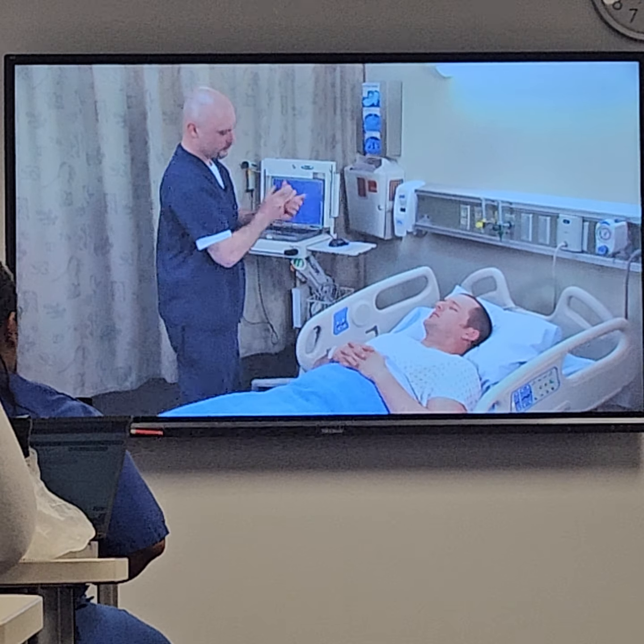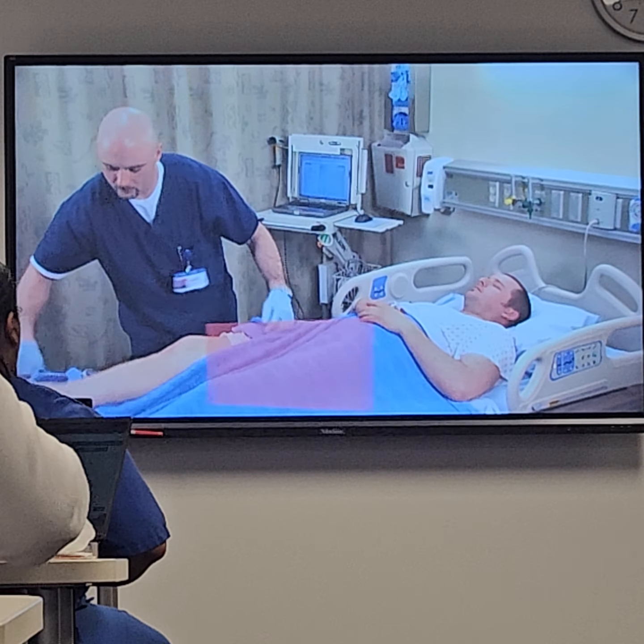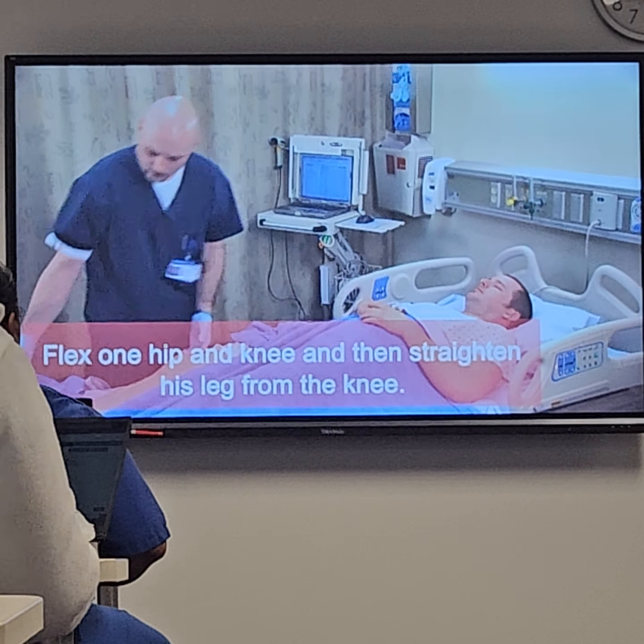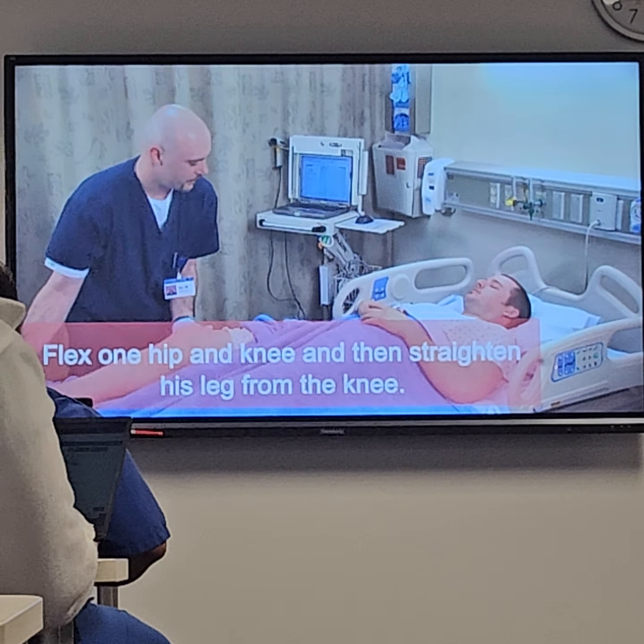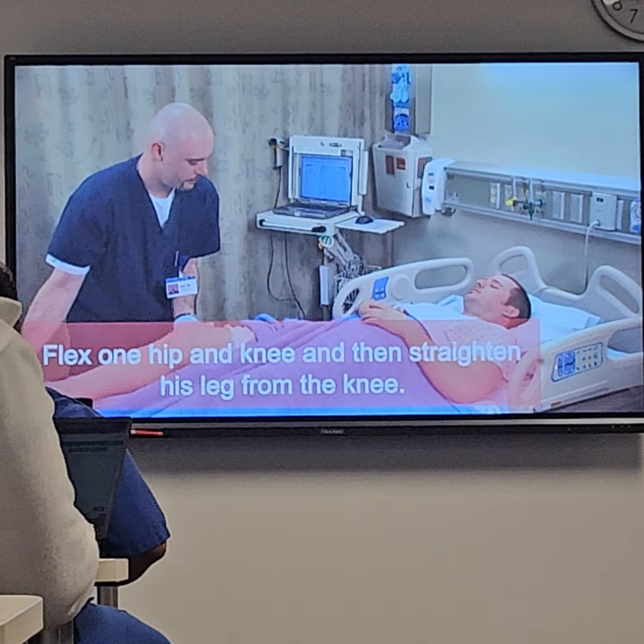Place the client in the supine position. Now lift your bed. Now, Mr. Moran, the first thing I'd like you to do is place your leg on top of the blankets for me. Flex one hip and knee and then straighten the leg from the knee. Some clients might feel discomfort with this movement, but they should not feel actual pain.